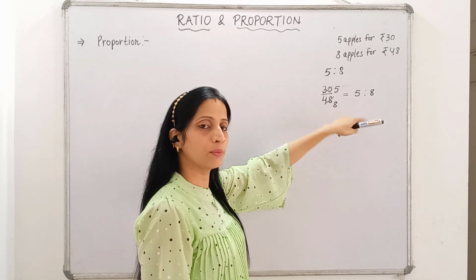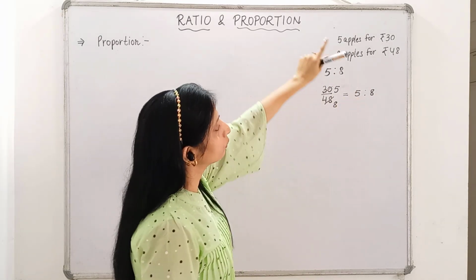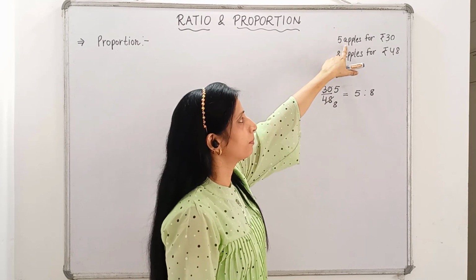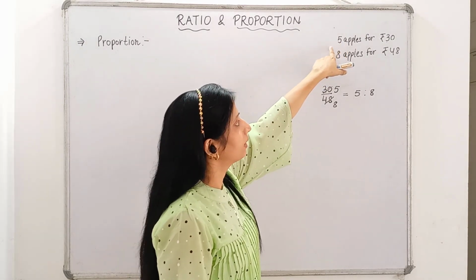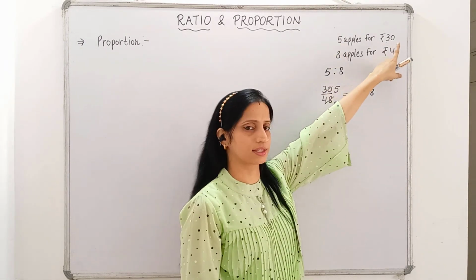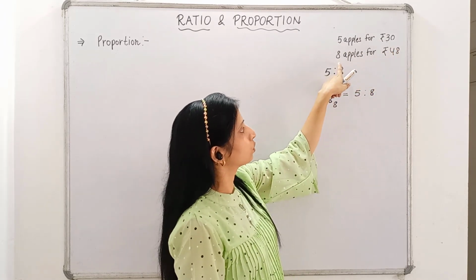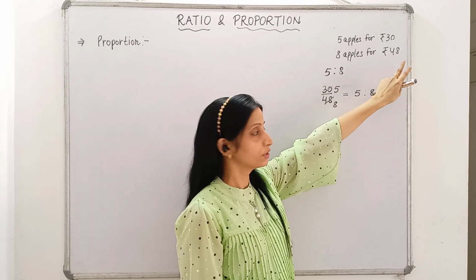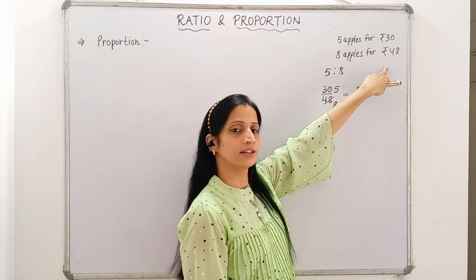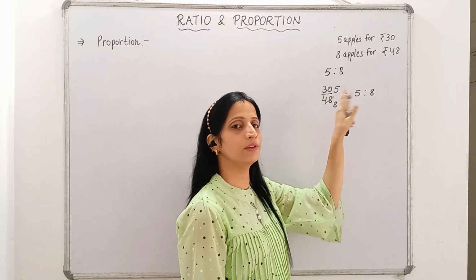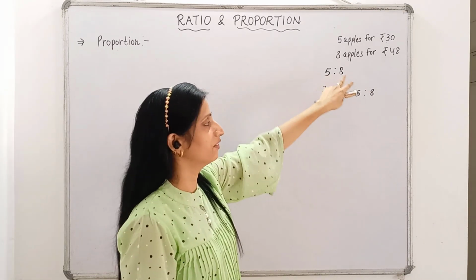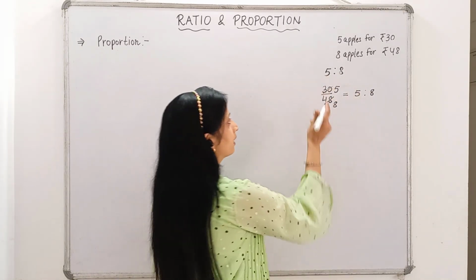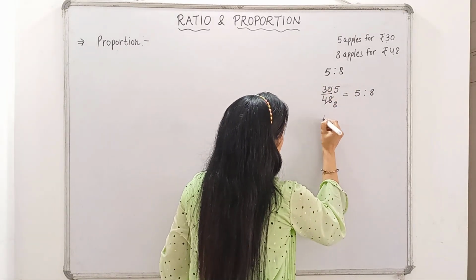We can buy from any shopkeeper because if you find the price of one apple here, the shopkeeper is selling one apple for ₹6. Okay, and here also the shopkeeper is selling one apple for ₹6. So in both the cases, you can see that the ratio will be the same, and that's why they will be in proportion.